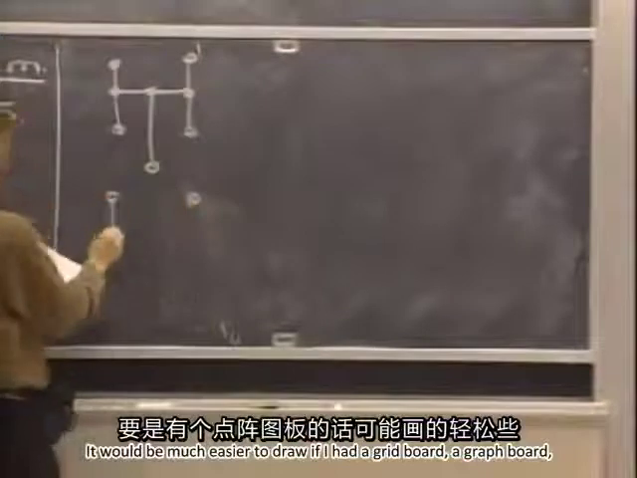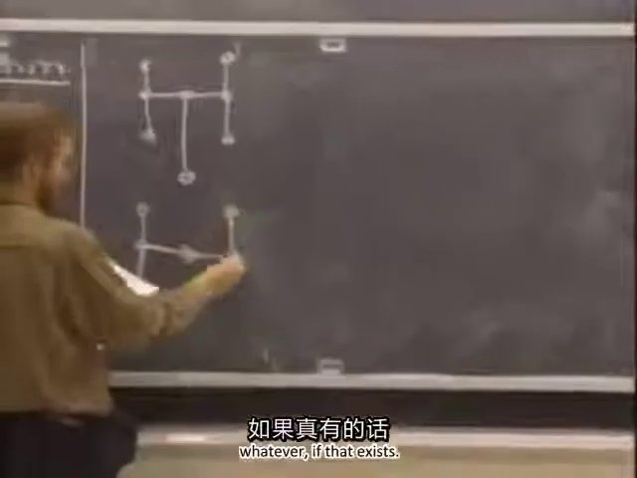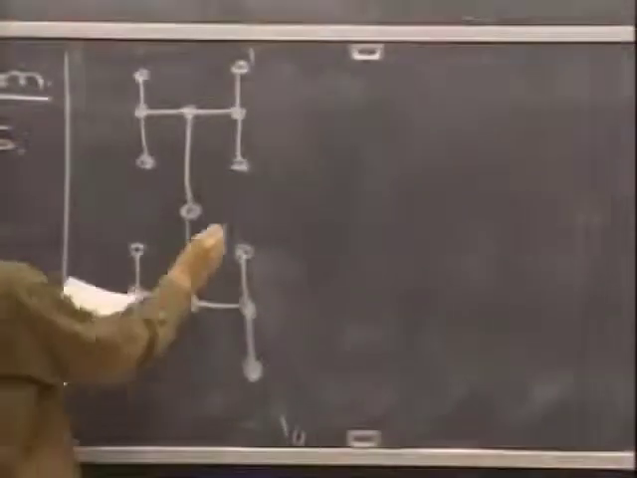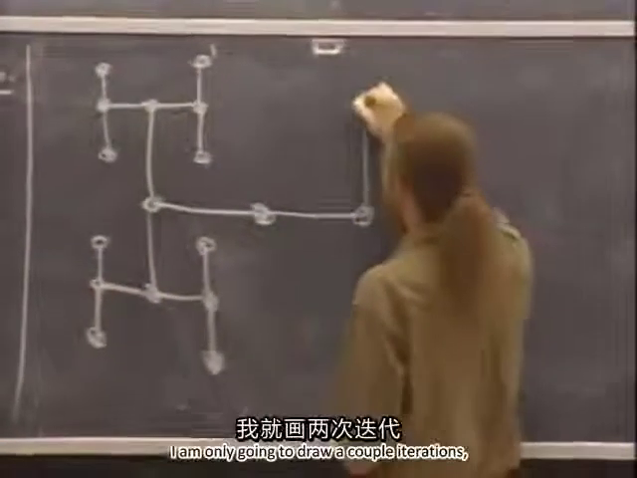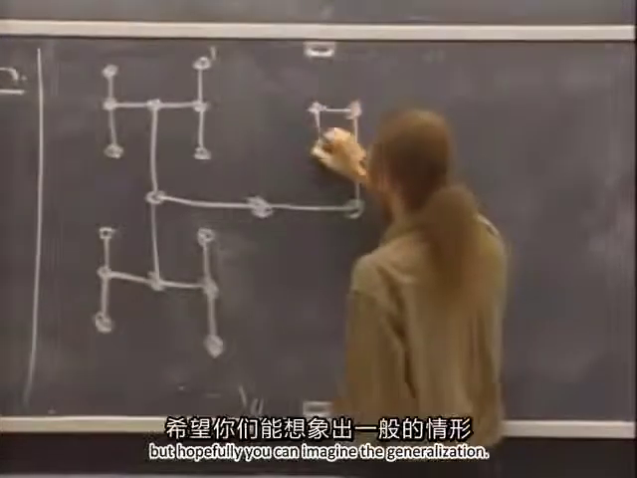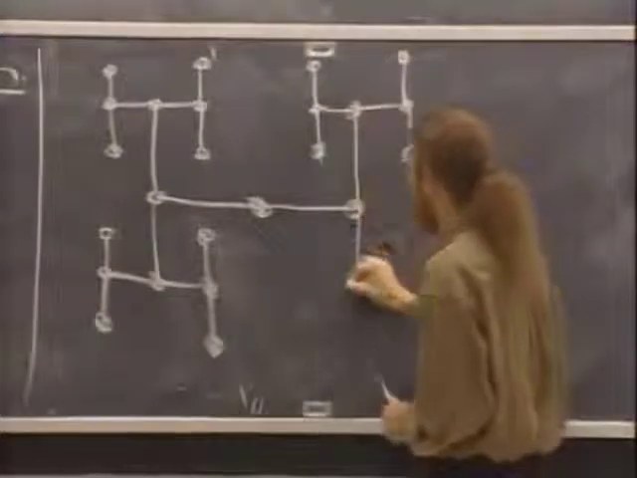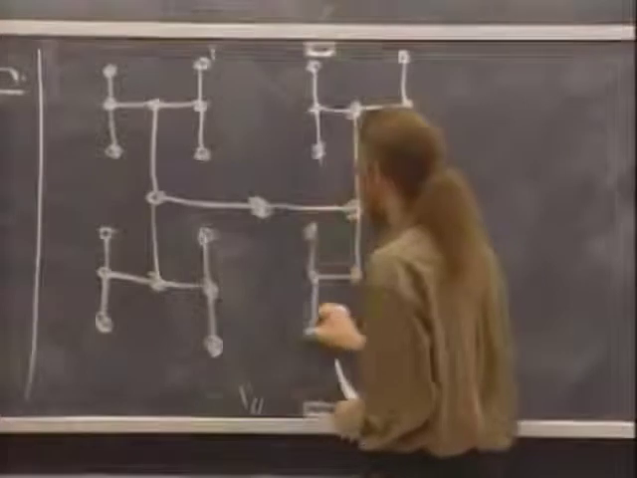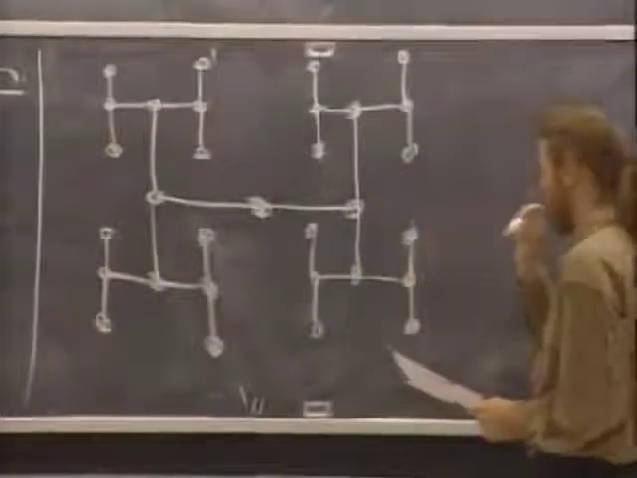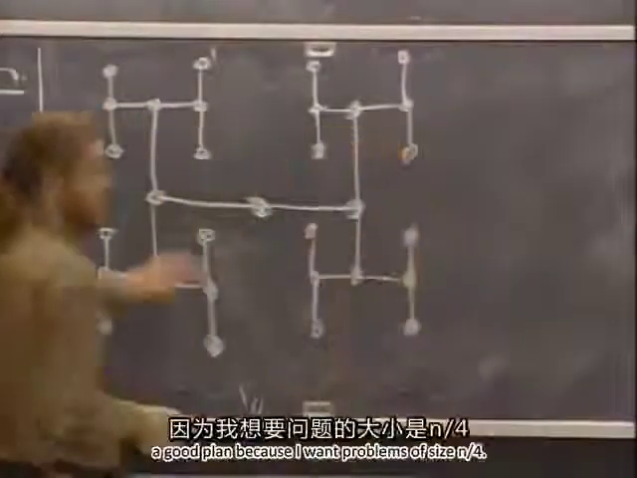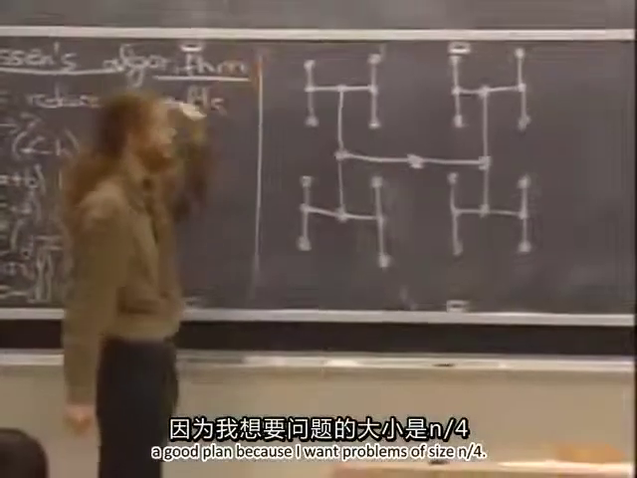It'd be much easier to draw if I had a grid board, graph board, whatever, if that exists. Okay, this is a recursive layout. I'm only going to draw it a couple iterations, but hopefully you can imagine the generalization. Okay, so I take H's. I take 4 H's. Good plan, because I want problems of size n over 4.